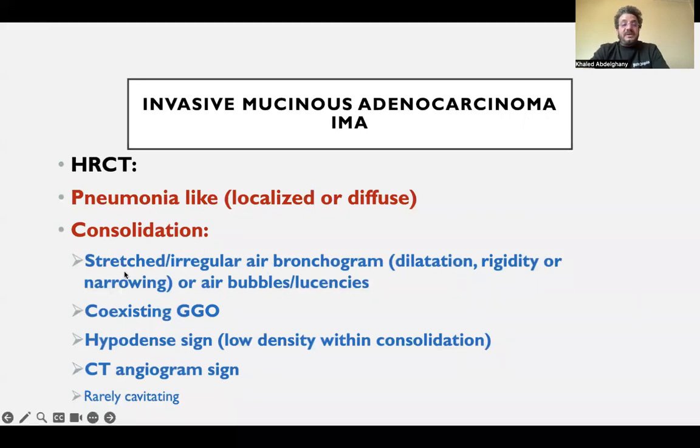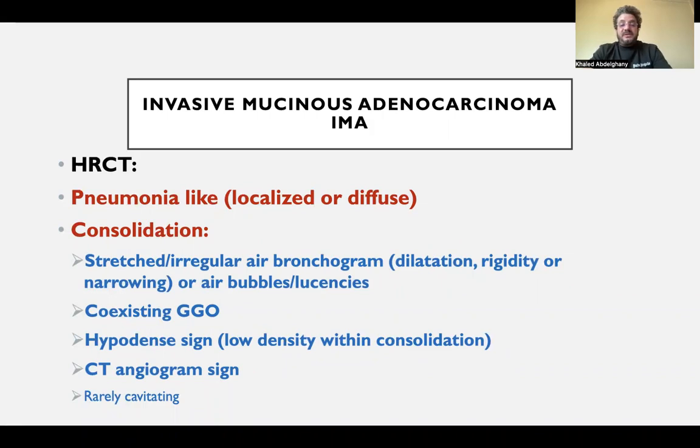consolidation itself. There can be a stretched or irregular air bronchogram manifested by dilatation, rigidity, or narrowing, or presence of air bubbles or lucency within the consolidation, adjacent ground glass opacities to the area of consolidation, presence of low density areas within the consolidation, CT angiogram sign, or cavitation.